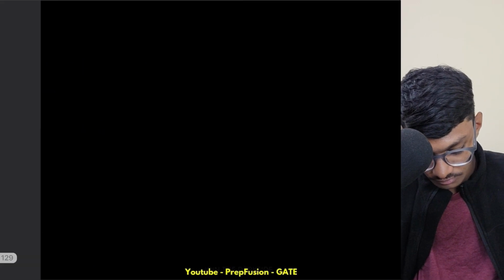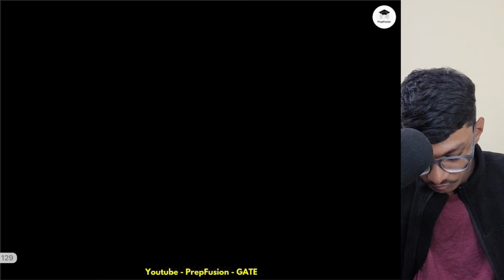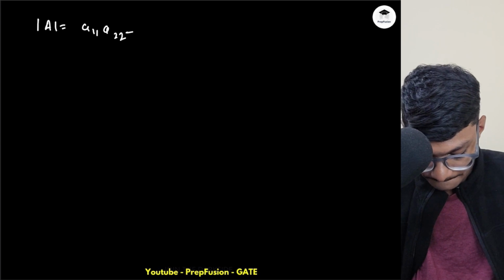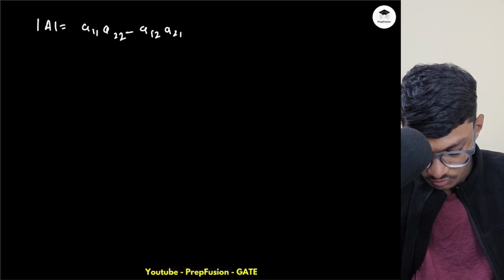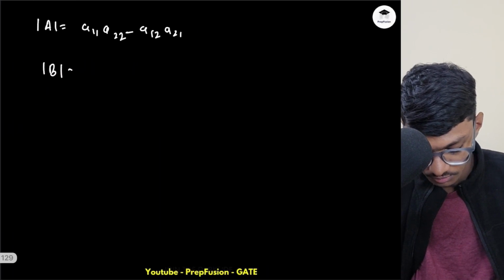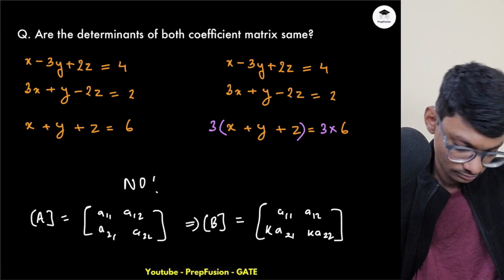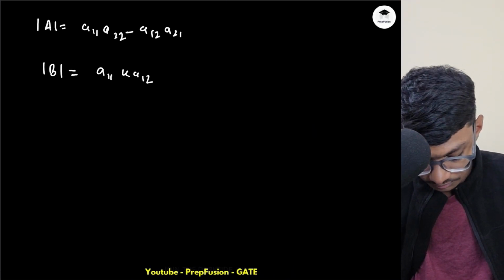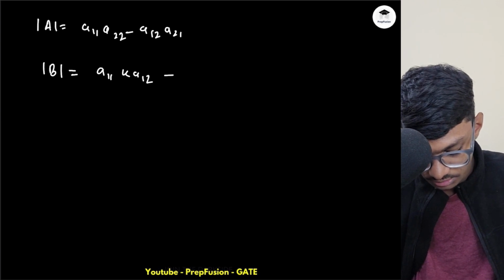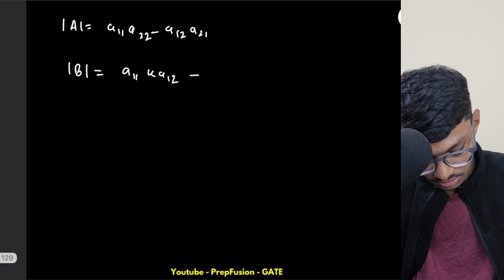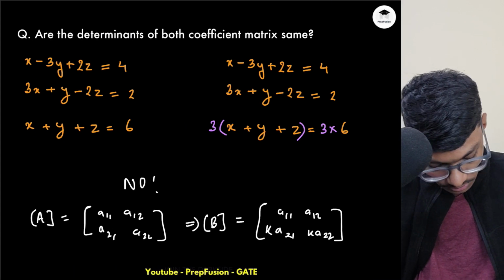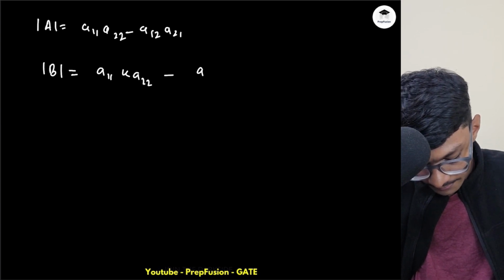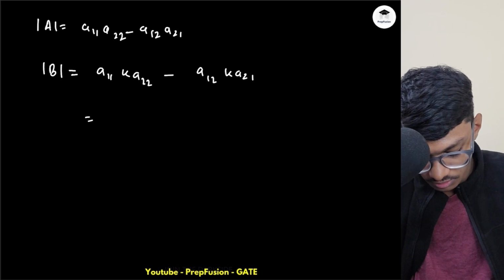Scalar of k. So if it's multiplied by a scalar of k, what is the determinant of A? Determinant of A is simply a11 a22 minus a12 a21, and determinant of B equals this: a11 times k a22, sorry, a22 it should be, minus k a12 into a21. Okay, what can we observe?